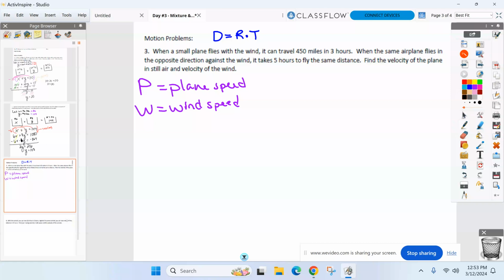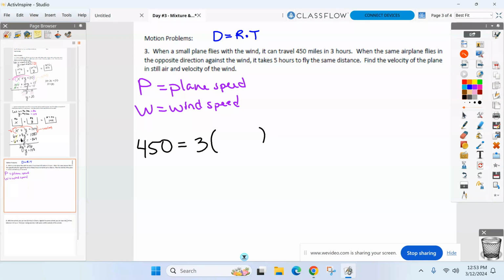All right, so let's do that. I'm going to go slow here because I know everyone's brand new to this. Let's talk about when it goes with the wind. What's the distance when it goes with the wind? Okay. So 450 equals rate times time. Now tell me the time. How long does it take to go 450? 3 hours. Okay, so equals 3 times.